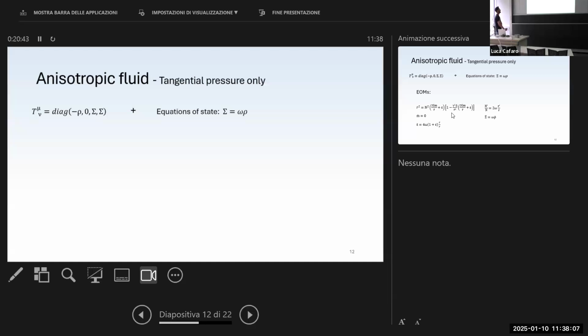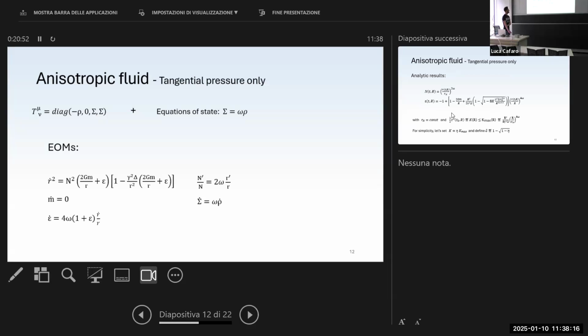So we get this energy momentum tensor, which shows a linear equation of state, which is actually a very dumb choice, and I'm going to comment on this in a couple of seconds. The equations of motion are relatively easy: the mass is conserved, and the epsilon is not. Notice one thing: M and epsilon do not depend explicitly on rho.